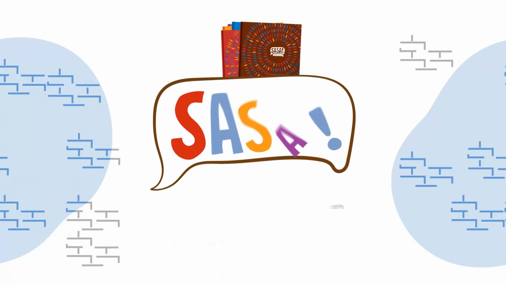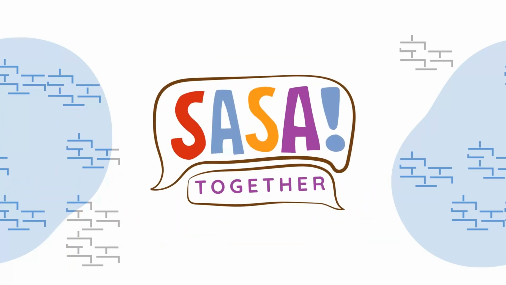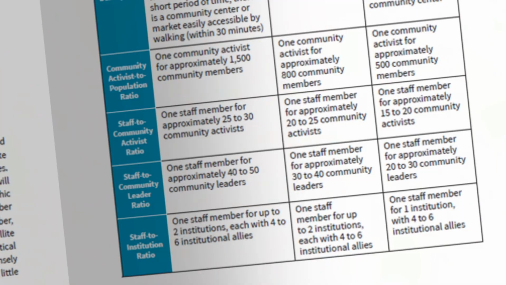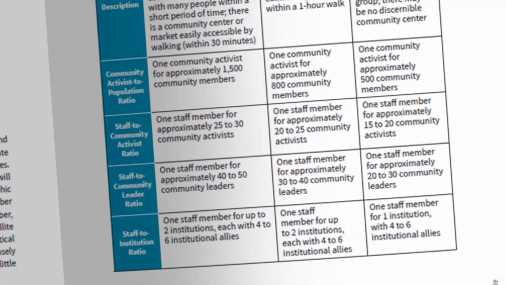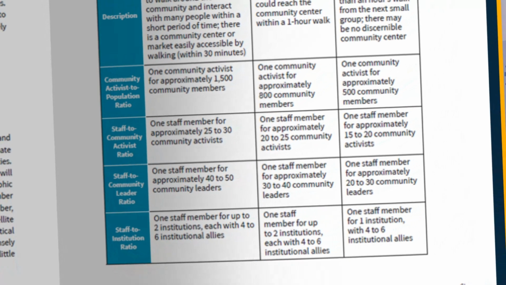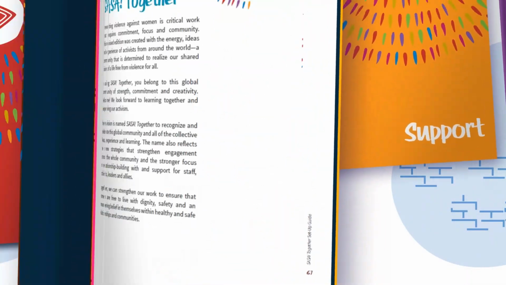We hope that Grace's story has been helpful in explaining some of the considerations in designing a new SOSE Together program. Using the capacity grid and thinking through some of these ratios of staff to community activists, for example, can help set the right foundations for effective programming and avoid problems later on.